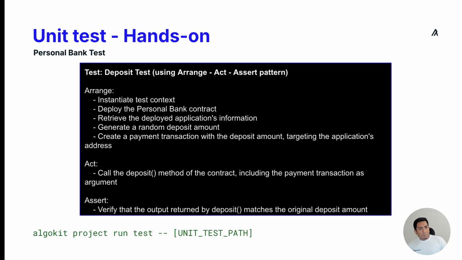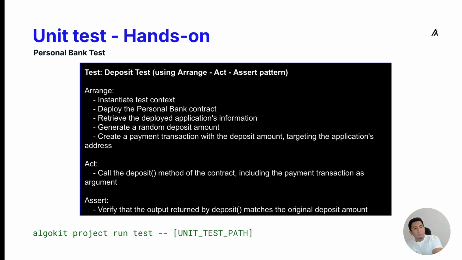You need to deploy the personal bank contract. You need to retrieve the deployed application information, and you will generate a random amount to be deposited. After you have the random number, you will create a payment transaction using this random number, and you will put as receiver the application address.